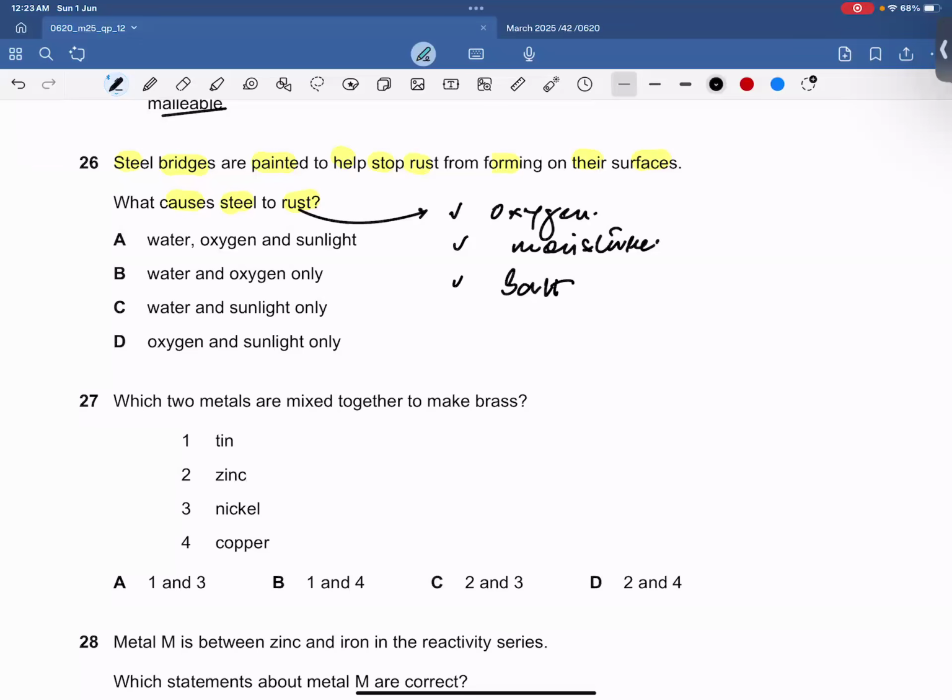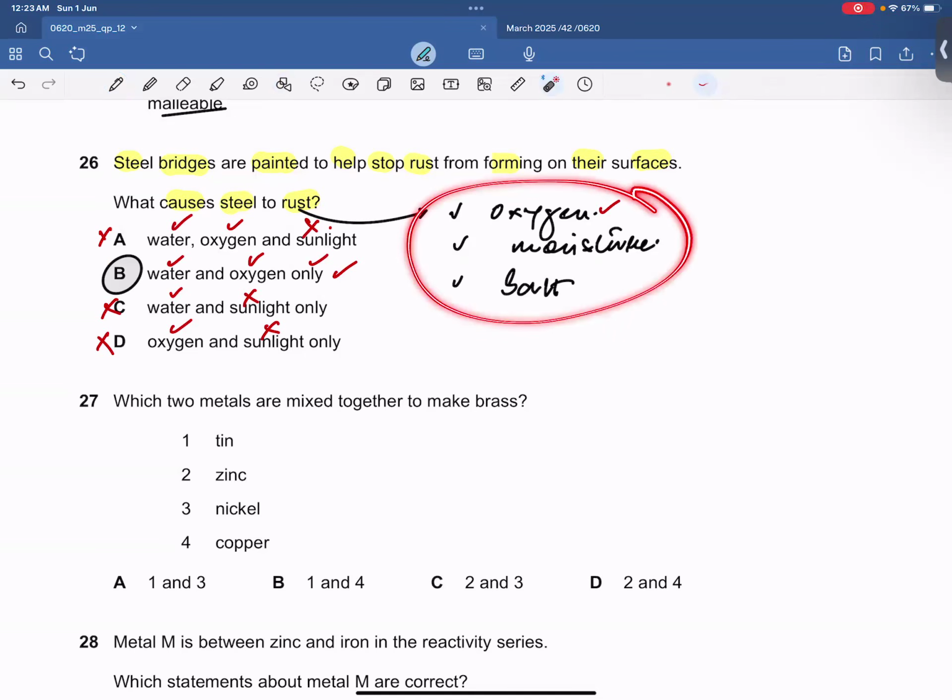So the examiner has given oxygen and water, but no sunlight, which is why option A is incorrect. Water and oxygen only, that's correct. Water and sunlight, water is correct, sunlight is not correct, so option C is again incorrect. Sunlight is not correct, oxygen is correct, option D is incorrect, and therefore B is going to be the right answer. Among these three components, the examiner has given two, water and oxygen, which is why B is the right answer.